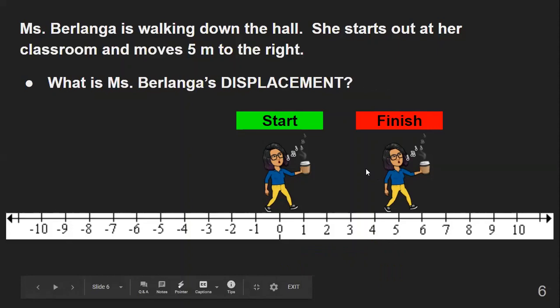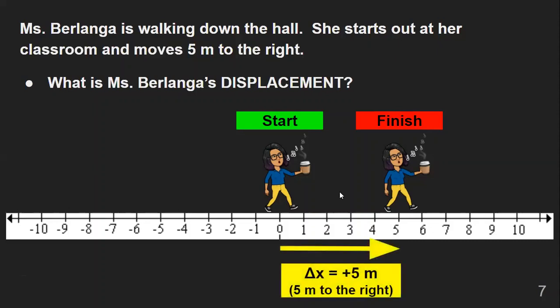All right, so the next question is, what is my displacement? In other words, how far did I end up from where I started and in what direction? Go ahead and pause the video here and see if you can figure it out. All right, so again, we want to trace our finger along that number line, right? We started here at the 0, and we can trace all the way to the right over here where we finished up at 5. So in other words, we moved 5 meters to the right. So delta x, or our displacement, is positive 5 meters, or in other words, 5 meters to the right.